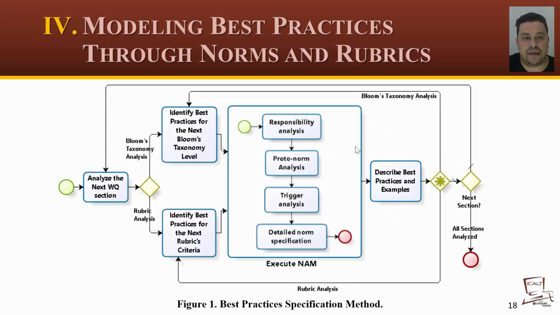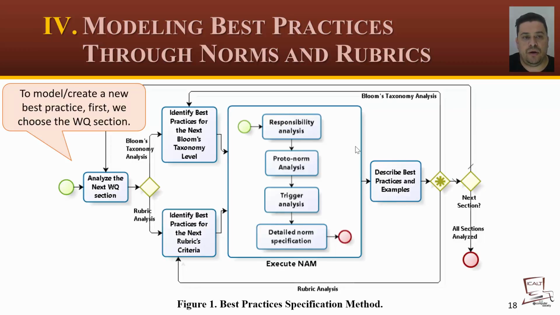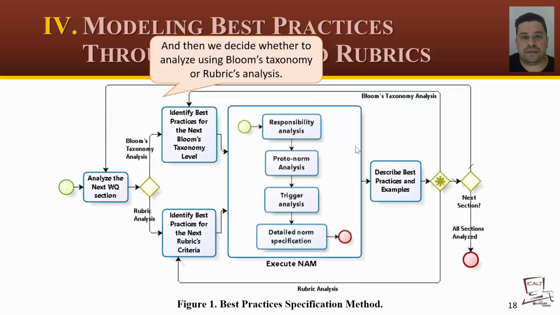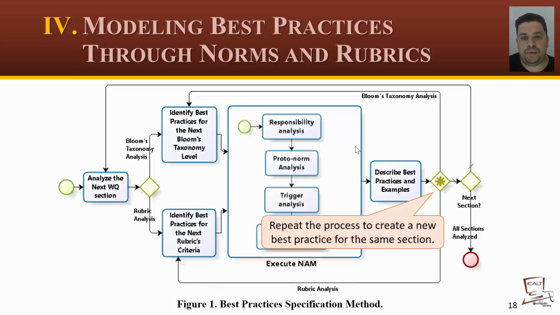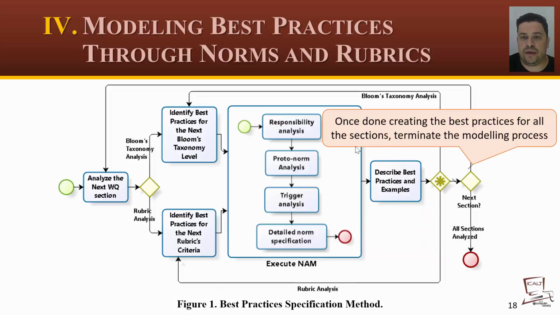Initially, analyzing the next WebQuest sections to model or create a new best practice. First, we choose the WebQuest section, and then we decide whether to analyze using Bloom's taxonomy or rubric analysis. If none is selected, the author will describe the best practice and give an example. Repeat the process to create a new best practice for the same section. Once the best practices are created for all the sections, terminate the modeling process.